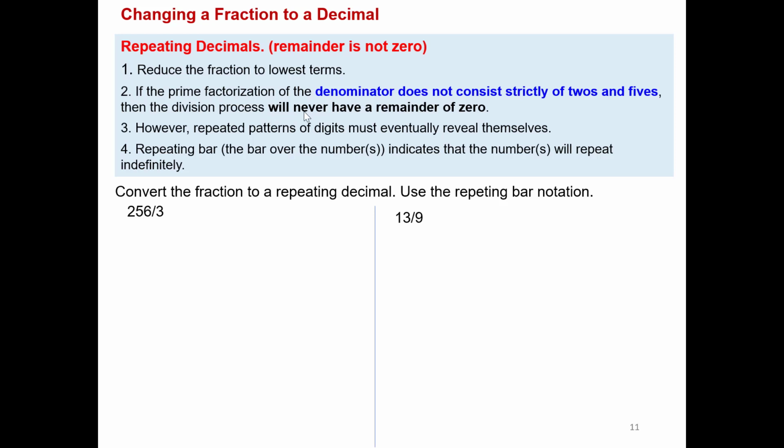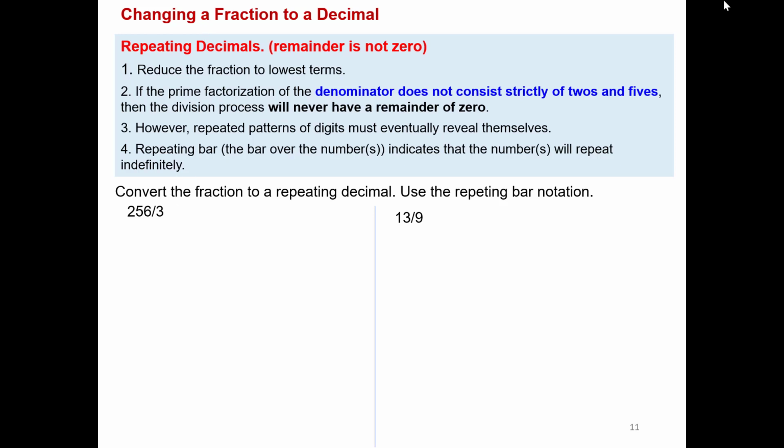What happens if the remainder is not 0? Then we will have a repeated pattern of digits. That repeating pattern we can indicate using the repeating bar, and this repeating bar means that the number will repeat indefinitely. Let's apply this process to solve problems in which the remainder is not 0.